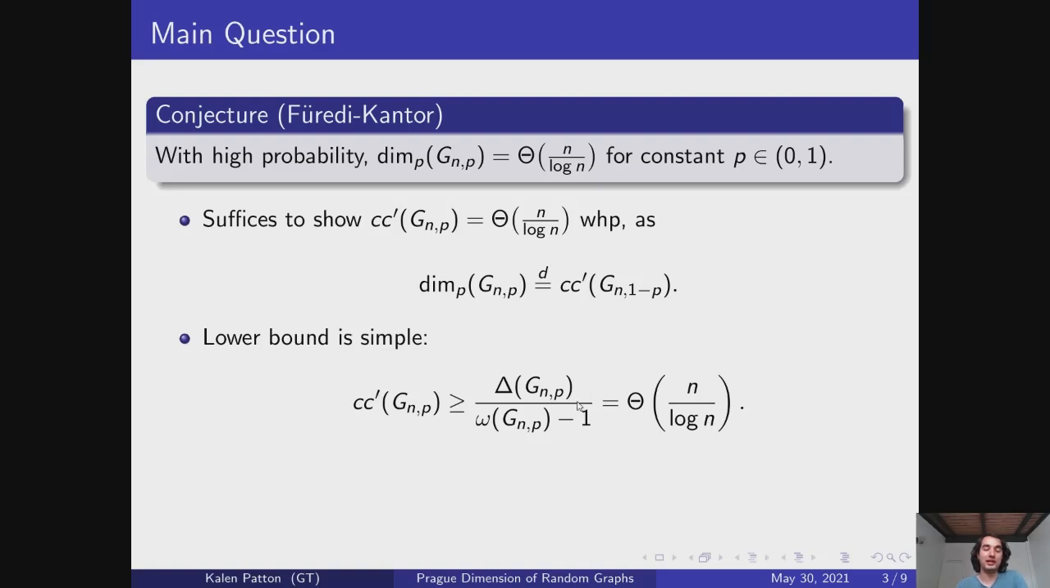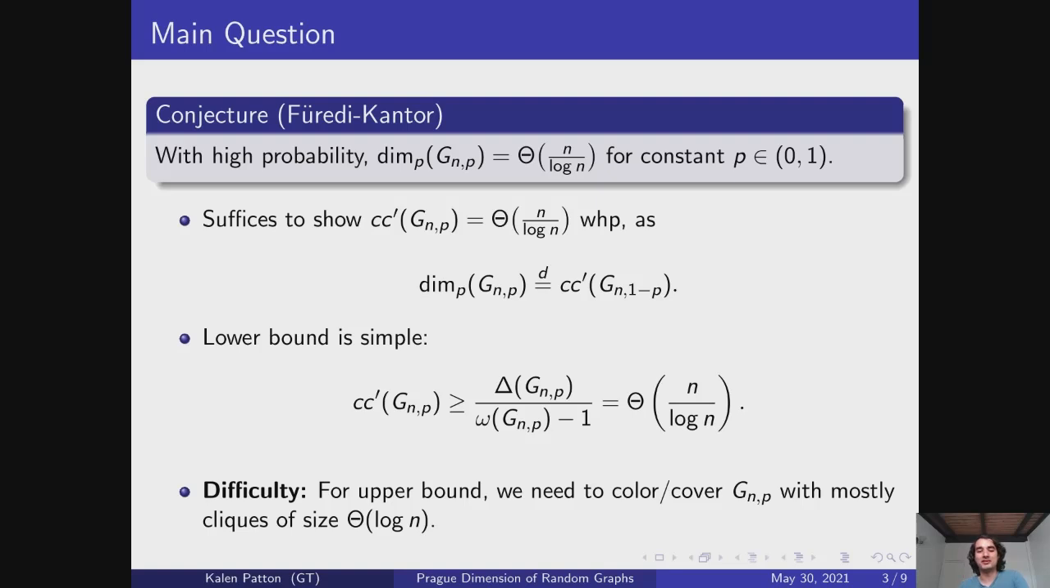So then, because all of these cliques must be colored with different colors, it tells us that in any clique edge covering, we need at least this many colors, since this is how many cliques all share the same vertex. So that gives us a lower bound on the clique color number, which then, if we use known estimates for these two parameters, Δ(G(n,p)) and ω(G(n,p)), gives us a lower bound on the order of n over log n.